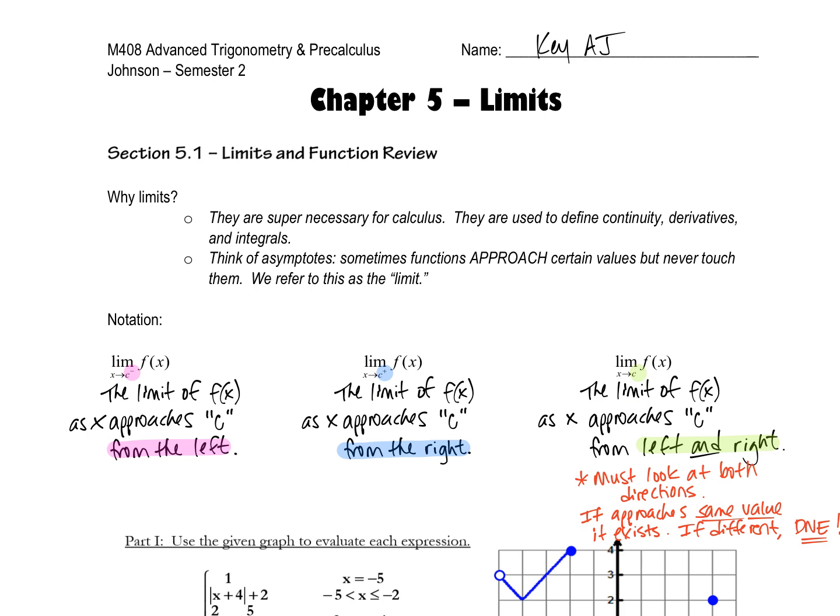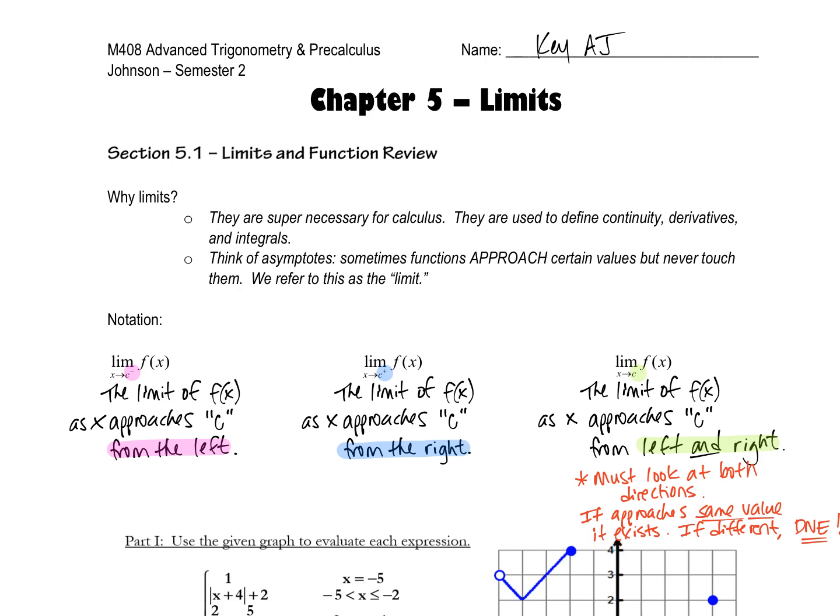So x approaches c from the left. That's what this means in words. X approaches c. C could be like 2 or negative 5, just an x value on the graph. The positive sign means from the right. And if there is no positive or negative, that means you have to look at both the left and the right. So I could be looking at the function just one-sided from the left or from the right, or if there is not a plus or minus, that means from both directions. If it approaches the same value from both the left and the right, that means the limit exists.